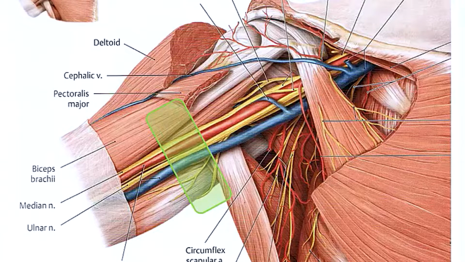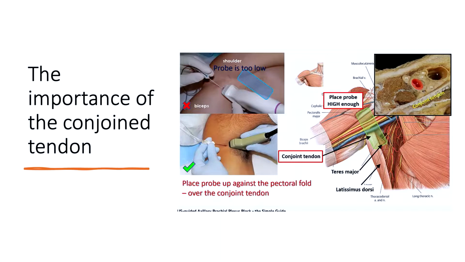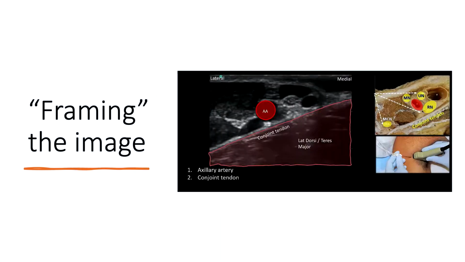But if you go high enough, and that high enough is usually when the probe reaches the passage of the pec major on top to insert in the humerus, you will see that a muscle passes from one side to another, breaking the monotony of the image. That is the conjoint tendon. And the conjoint tendon, I should get a video of that, but here is the conjoint tendon, will help to frame the image.